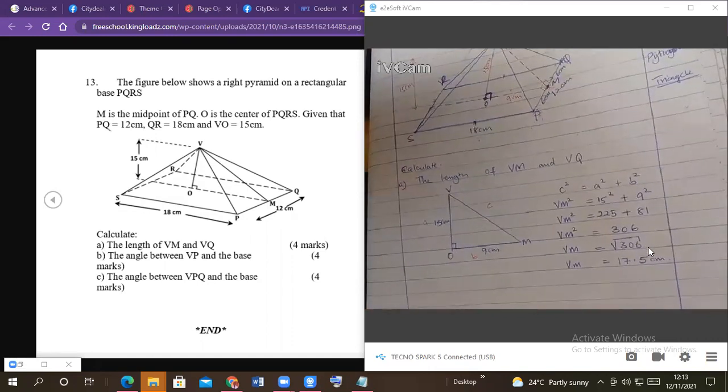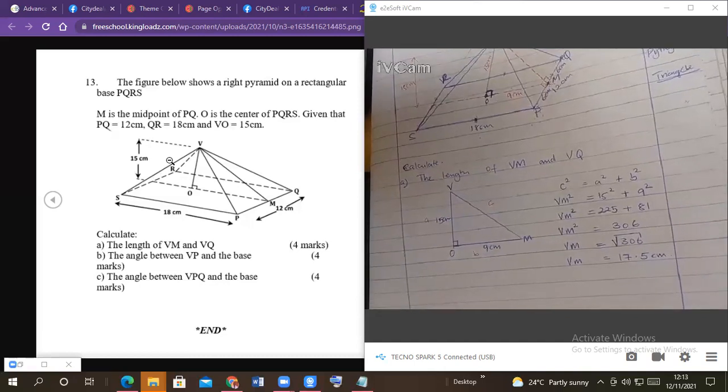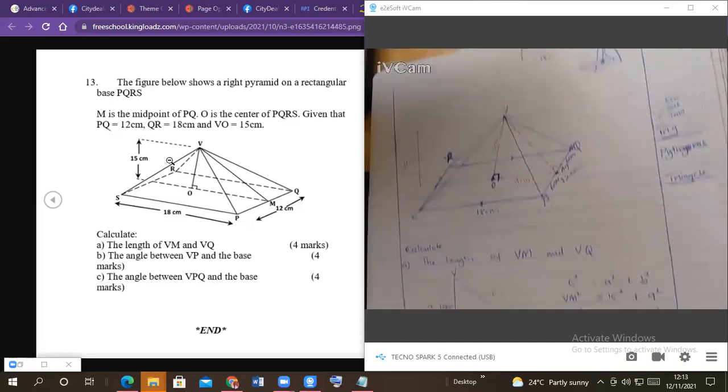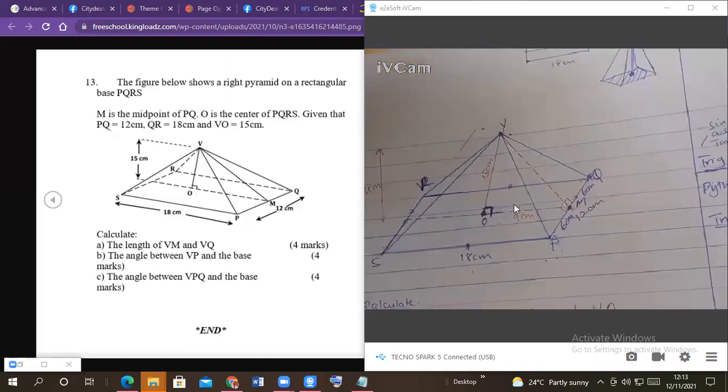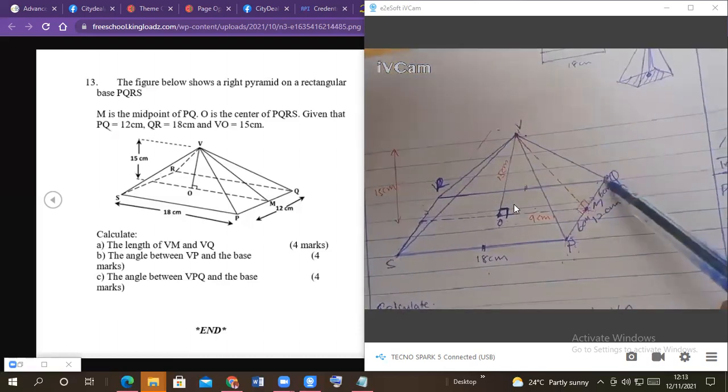And whoever got that, I marked you correct with no fear and with no favor. So that's how we get VM. Those who have just joined are doing this question number 13. So let us look at the next part where we have to find VQ. If you have understood how we found VM, I want you to tell me how we find the distance VQ.